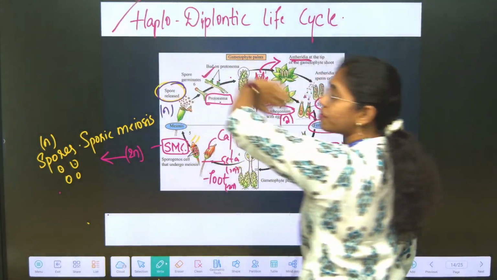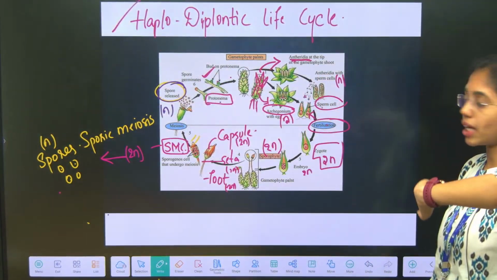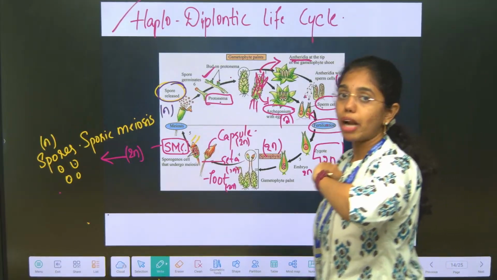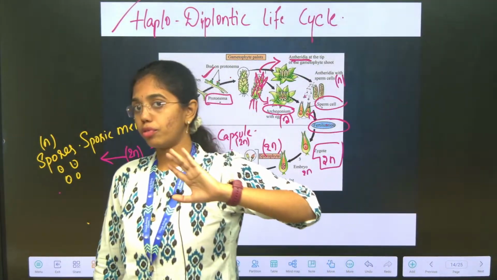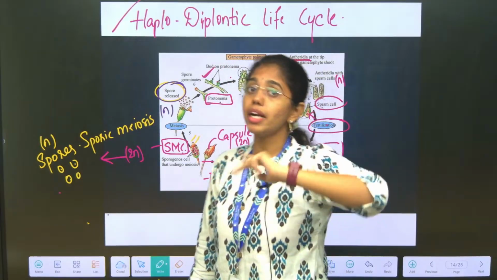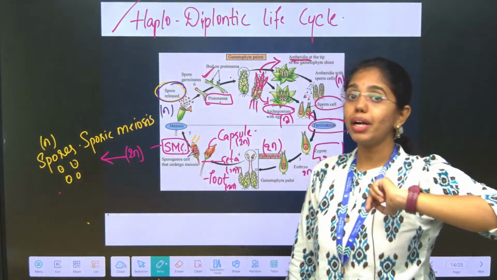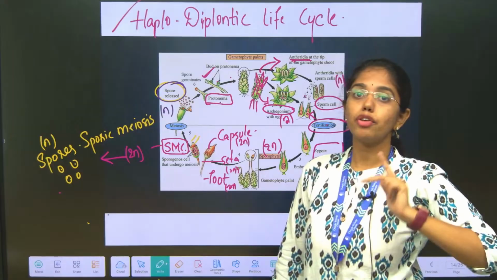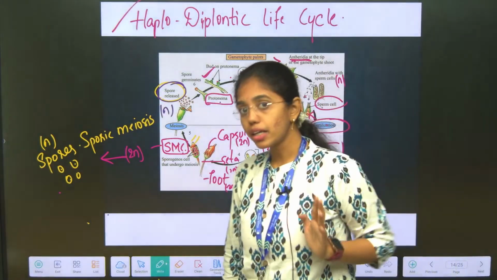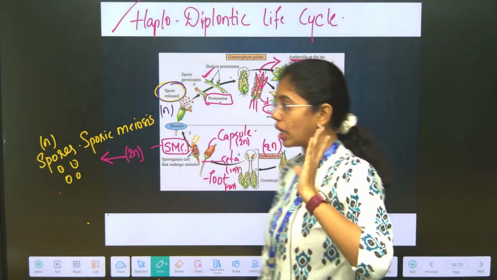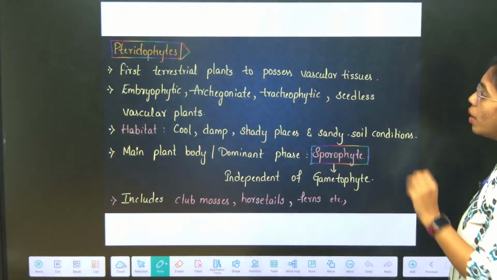So, what is the life cycle? Haplodiplontic life cycle, and the major or dominant plant body is the gametophyte. This you have to remember. The sporophyte is dependent on the gametophyte. How is it dependent? Nutritionally, it is dependent for nourishment. Till here it is clear, right? So, bryophytes are done. Now, we will move on to pteridophytes.